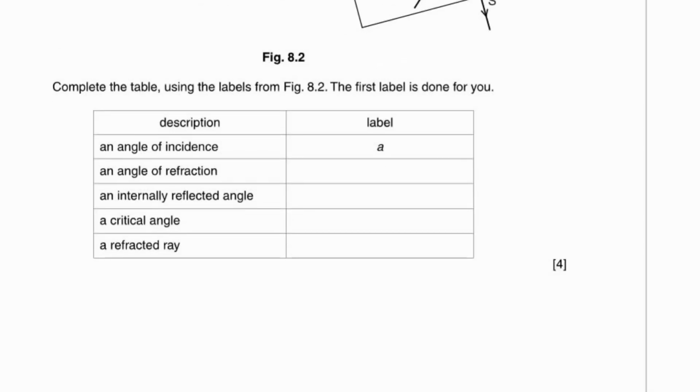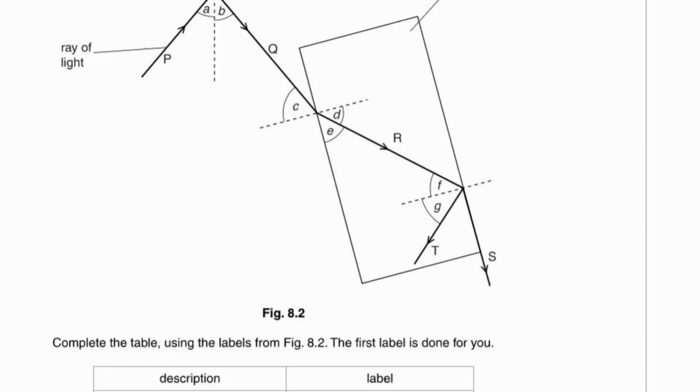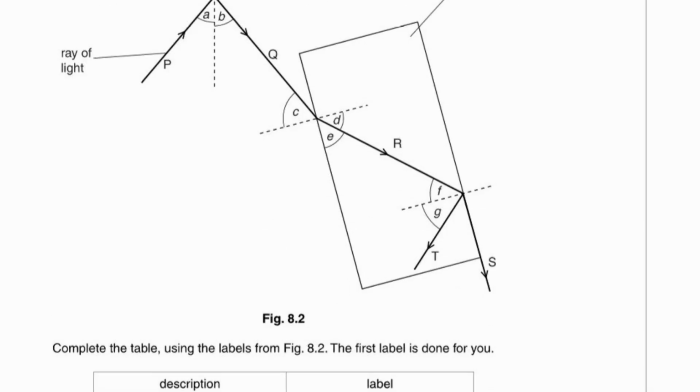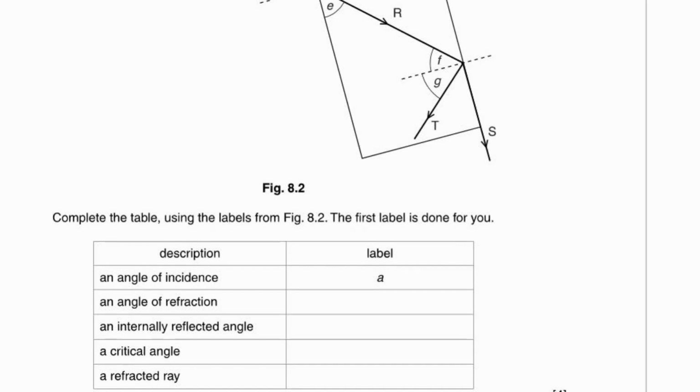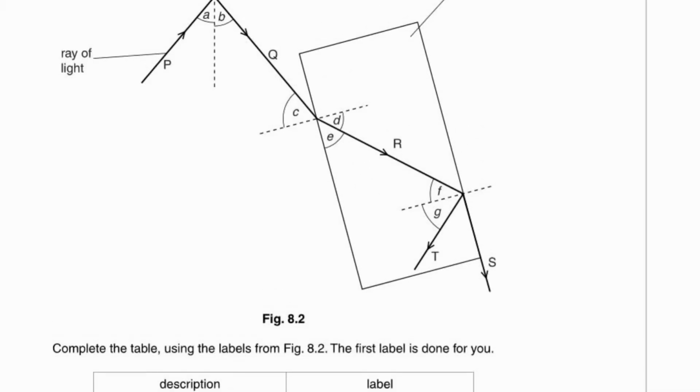Complete the table using the labels from figure 8.2. The first label is done for you. Angle of incidence, angle A. Okay, it's going to ask for refraction, reflected angle, critical angle, and a refracted ray. Alright, well, we can do this. It's not too bad. Start with the angle of refraction. Refraction happens when something changes speed. It changes speed and changes direction. In fact, that only happens in one place. It happens here. So the light ray has changed speed and it's changed direction. That's D.